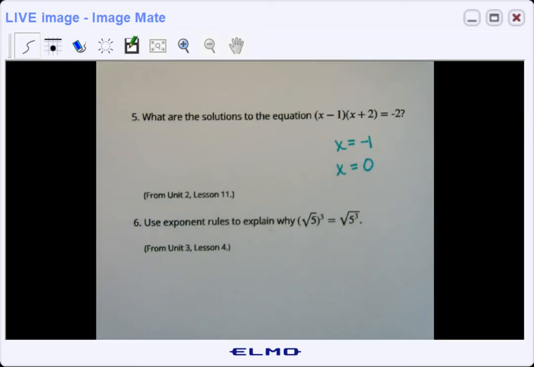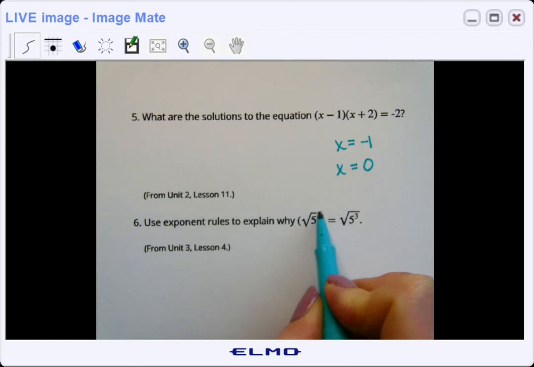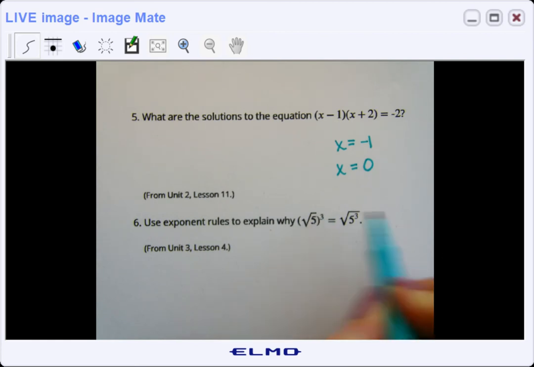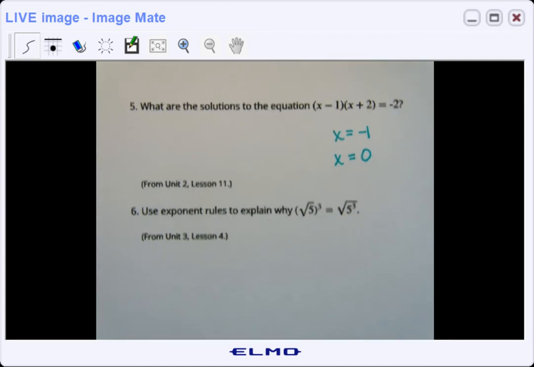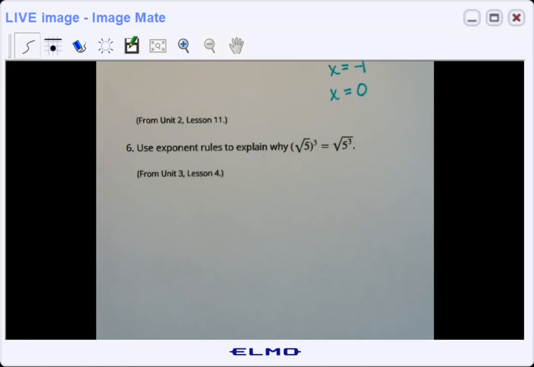And then finally, number 6, use exponent rules to explain why these are equal. So having the cube root of 5, the square root of 5, and then raised to the third, as opposed to the square root of 5 to the third. Okay, how can we explain that they're equal? So I wrote this out on the answer key, but I'll explain it as well. I'm going to be able to show that they're both equal to the same value using fraction exponents. Okay, so give me a second to kind of get us there.